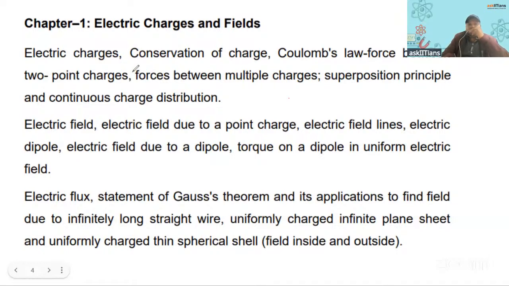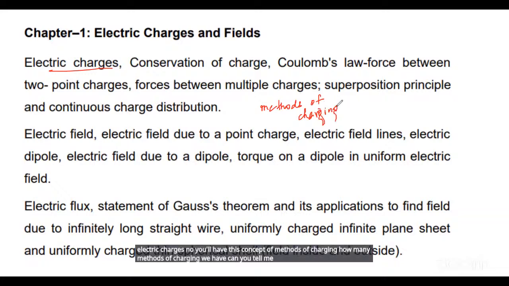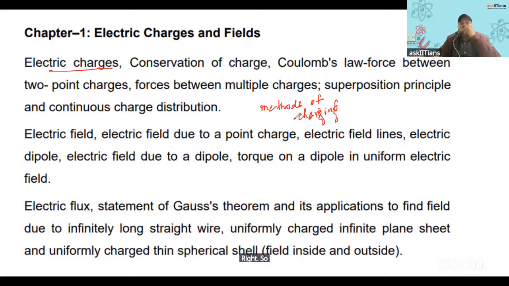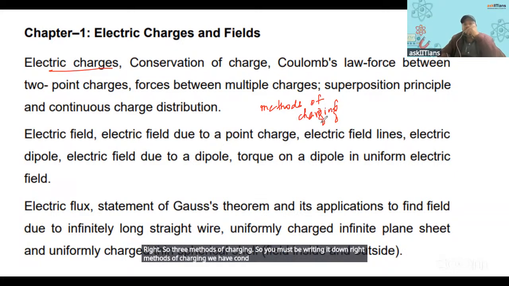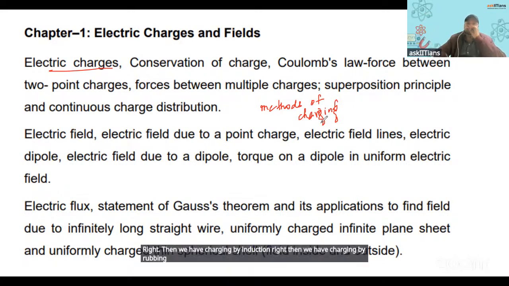And I'm writing it in electric charges. You'll have this concept of methods of charging. How many methods of charging do we have? Can you tell me? Three, sir. Conduction, induction, friction. Right. So three methods of charging. So you must be writing it down, right? Methods of charging: we have conduction, through contact. We can charge the body through contact, like in the case of an electroscope, right? Then we have charging by induction, right? Then we have charging by rubbing, charging by friction, as the participant has said, right?